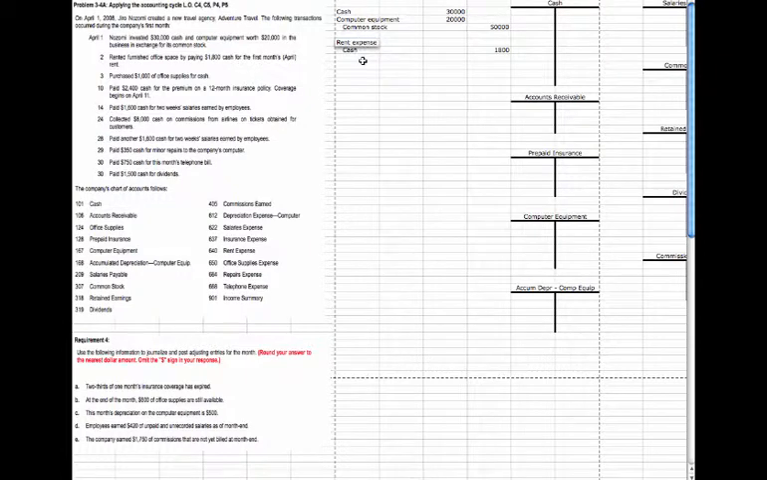Notice what I'm doing here is I'm taking the account titles straight from over here, which is from our chart of accounts. So we're being consistent in that we're always using the same account names for every transaction we do.